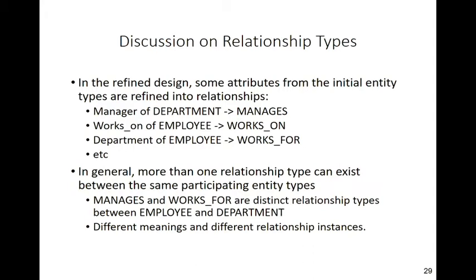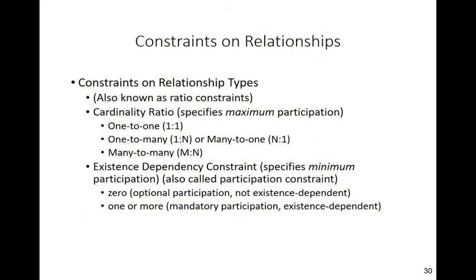So in general, more than 1 relationship type can exist between these same entities. So manage and works on are different relationships between the same 2 entities, for example, right? So between employee and department. So different meanings and different relationships ultimately exist.